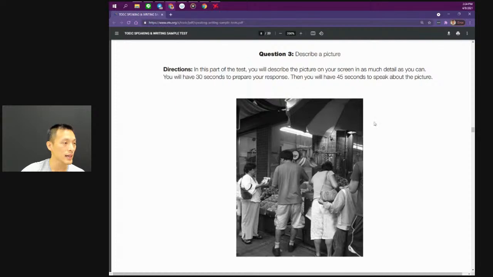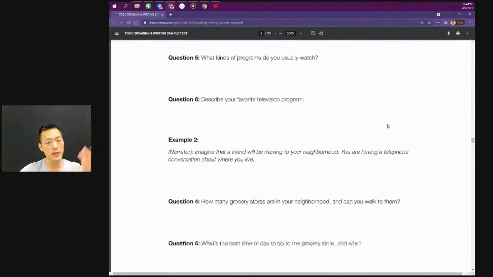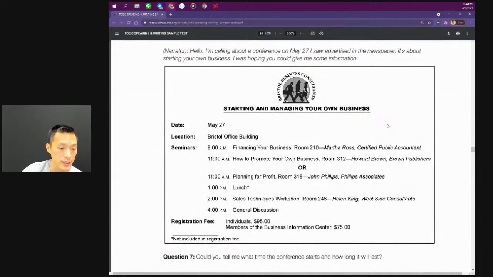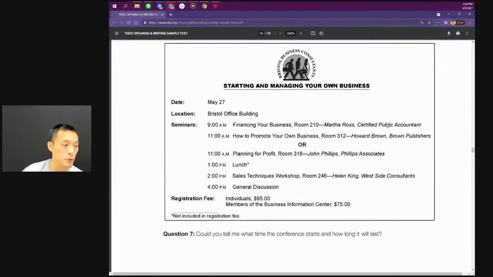All right, so that's describing a picture. For the rest of them, it's just like the TOEFL one. They give you information, so use your time to prepare wisely and look for big words that you will get stuck on.